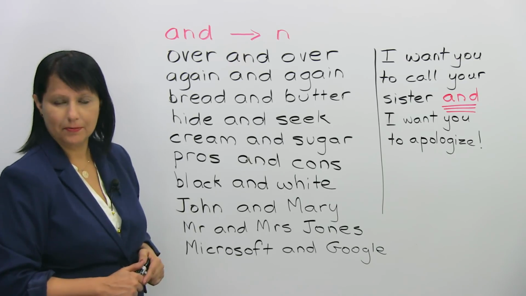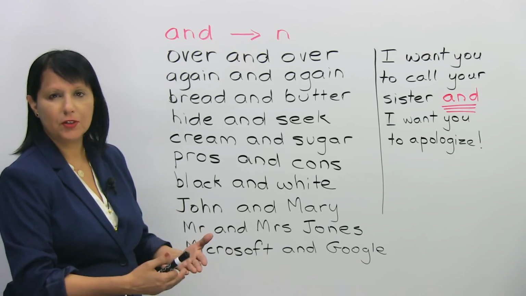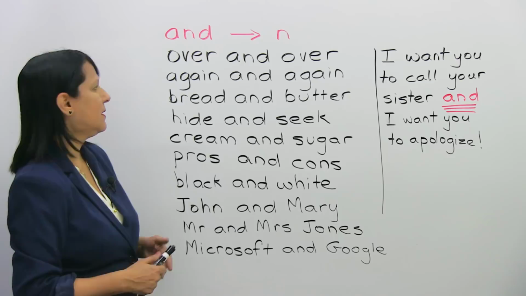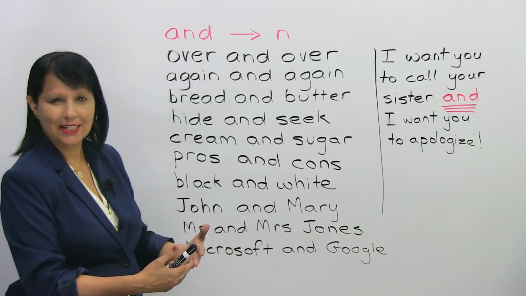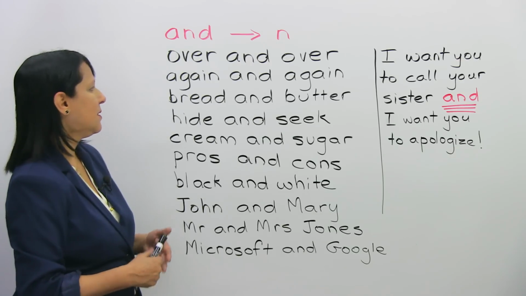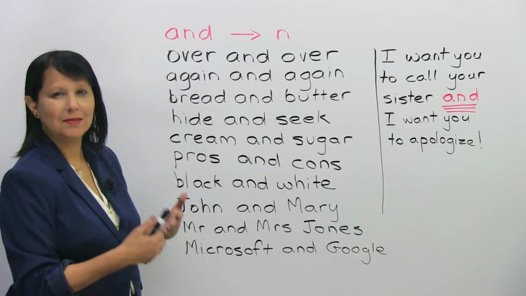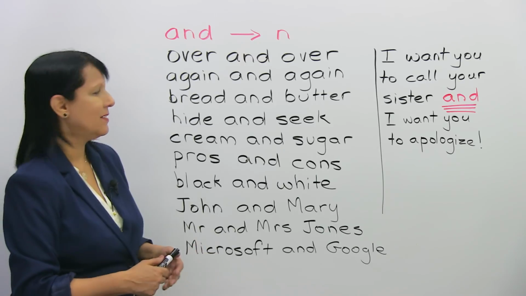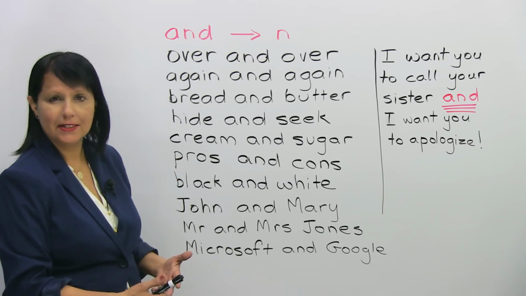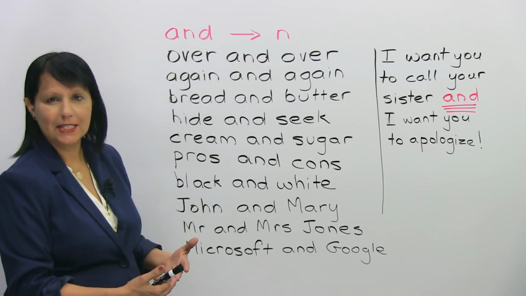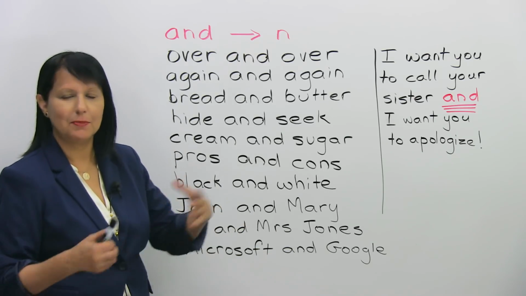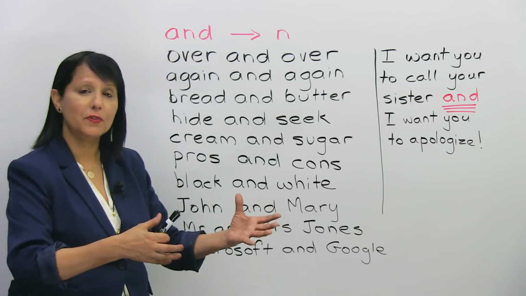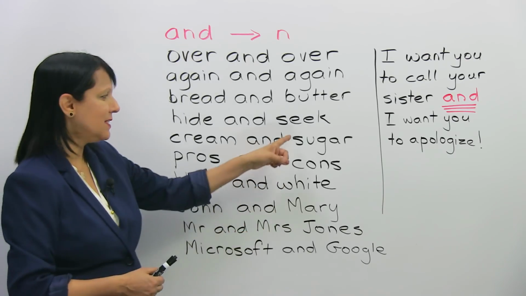Over and over. Again and again. Good. Bread and butter. Hide and seek. This is a game that children play. Okay, it's called hide and seek. Somebody hides, somebody goes to look for them. Another word for looking is seek.